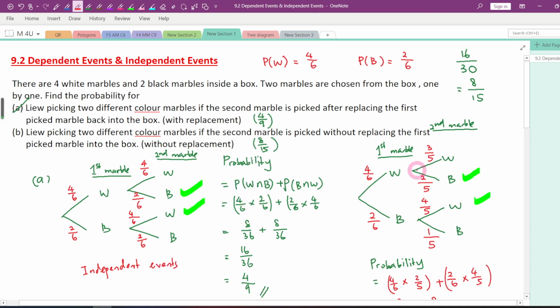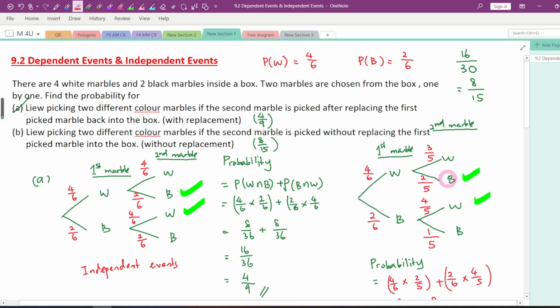Now you try to look at the second tree diagram, this one without replacement. You will notice that the probability of picking a white marble and a black marble will always change. For this is 4 over 6. For this is 2 over 5. Okay, let me double check again. Oh, sorry, not 2 over 5, should be 3 over 5. So for this is 4 over 6, and this 3 over 5, and this 4 over 5.